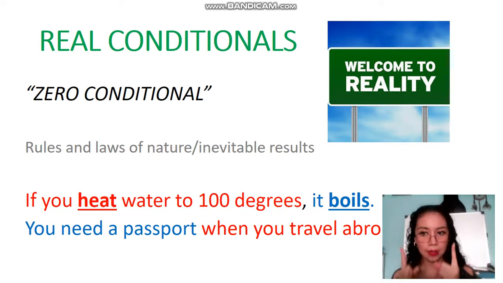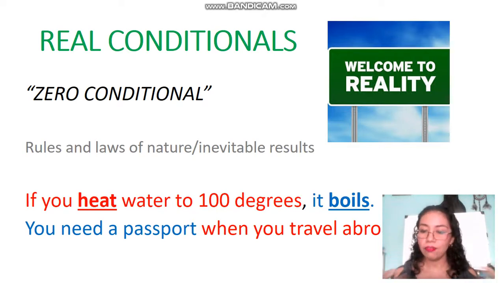But I want you to take a look at this in case you don't remember it. Probably you do. If you start your sentence with the conditional, well, obviously, you write it and then you use a comma to divide it from the result. If you heat water to 100 degrees, comma, it boils. But if you do it the other way around, that is, if you first put the result, you need a passport when you travel abroad, you don't need a comma. So, again, if the conditional goes first, I put a comma and then the result. If the result goes first, it is not necessary to put a comma, and then I put the conditional.